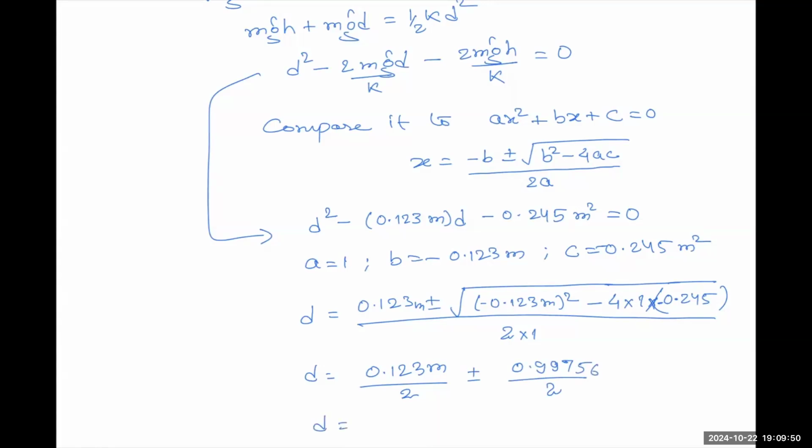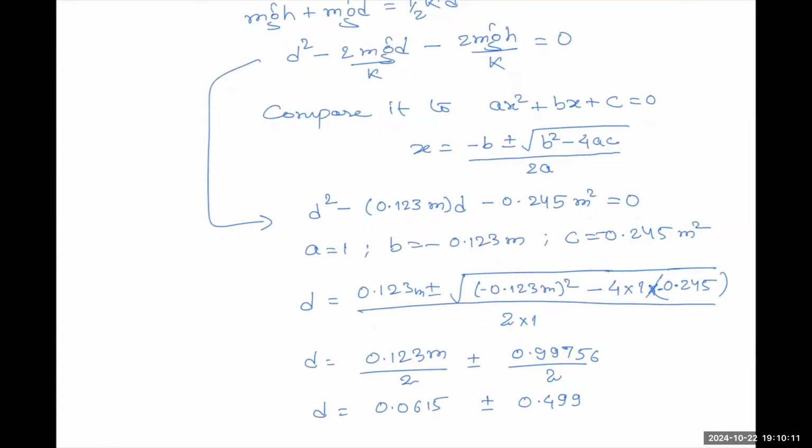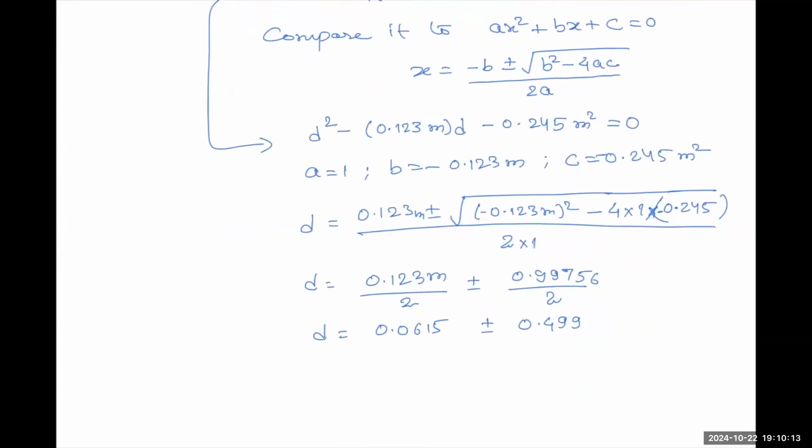So now what do I get here? Divided by 2, this is a plus minus 0.499, and then 0.123 divided by 2, so that is 0.0615, right? So we have two different values now, a positive and a negative. So now which one should we consider? The positive number or the negative number? What number should we consider?